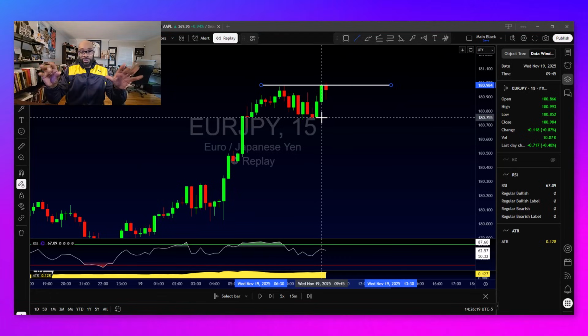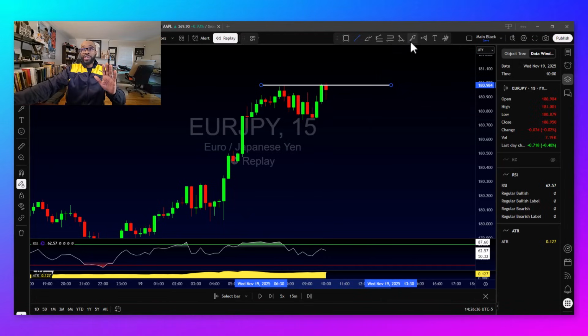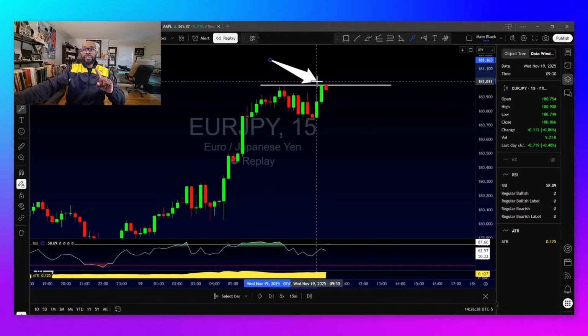Now, I know what you're saying, Akil. That's only by 1 pip. Does it matter? Yes, it does matter. The rule doesn't say close to higher high, close to higher close. No, it says higher high, higher close. So if it's 1 pip, it does matter. And what this does is initially invalidate the bearish bias.